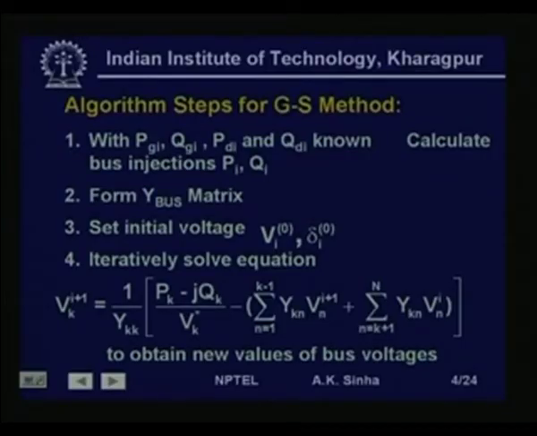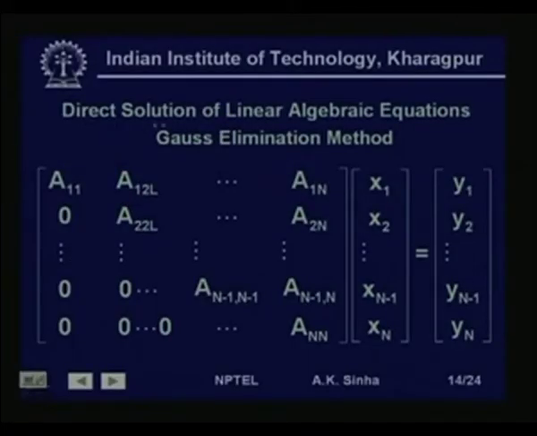Normally we use a flat voltage start, where the magnitude V_i is set as 1 per unit and the angle delta_i is set as 0 degrees. Therefore, instead of finding the inverse in that way, we need to find some other way of solving it, and one of the ways, as we said here, is direct solution of linear algebraic equations using the Gauss elimination method. So, here we are trying to see how we can use Gauss elimination to solve this set of equations.